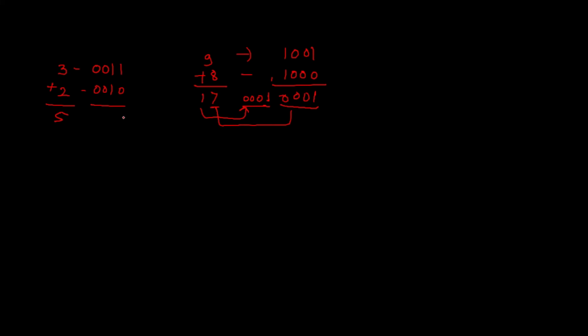1 + 0 is 1. 1 + 1 is 0, and carry 1. 1 + 0 + 1 is 0... the result is 0 1 0 1, which is 5. So the answer is correct, no change. This is the first case.